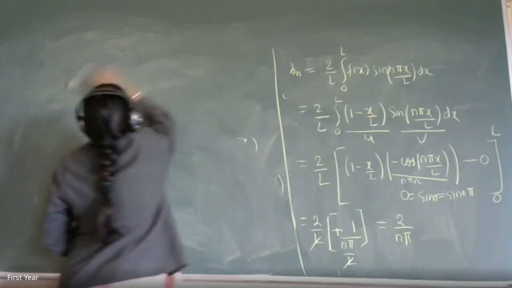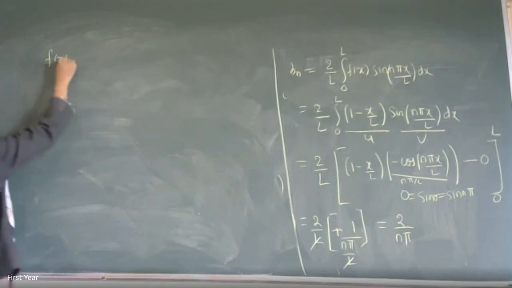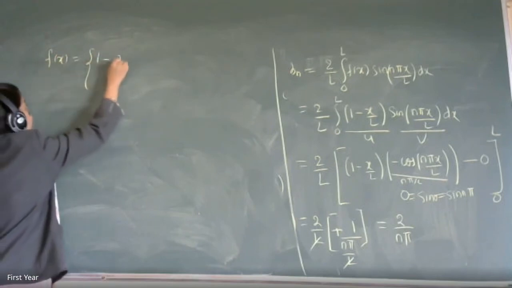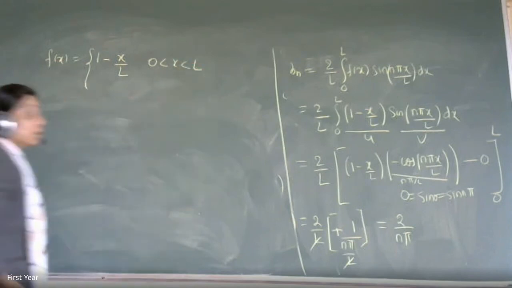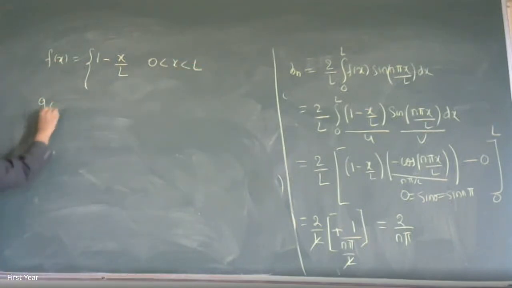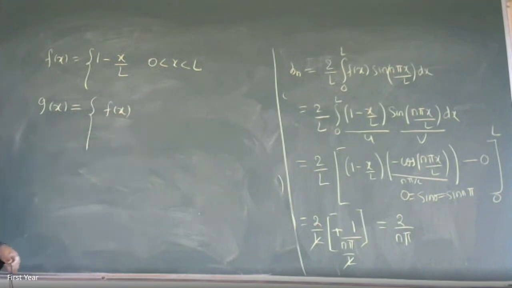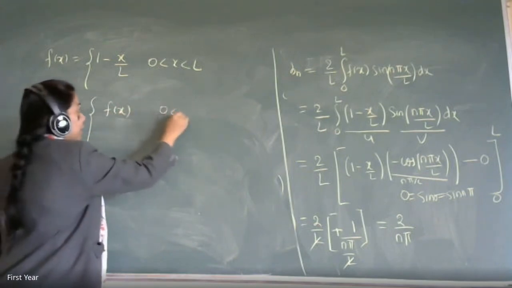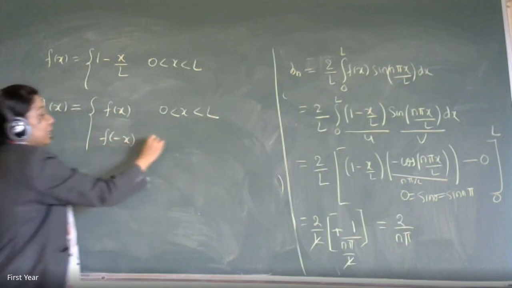I'll show one. You try to find the other. G of x. So what was the question? The function was f of x defined as 1 minus x by n in 0 less than x less than n. So g of x is defined like this. What I have said in the definition that we have to do: g of x is f of x in this interval, and it is f of minus x in this interval.